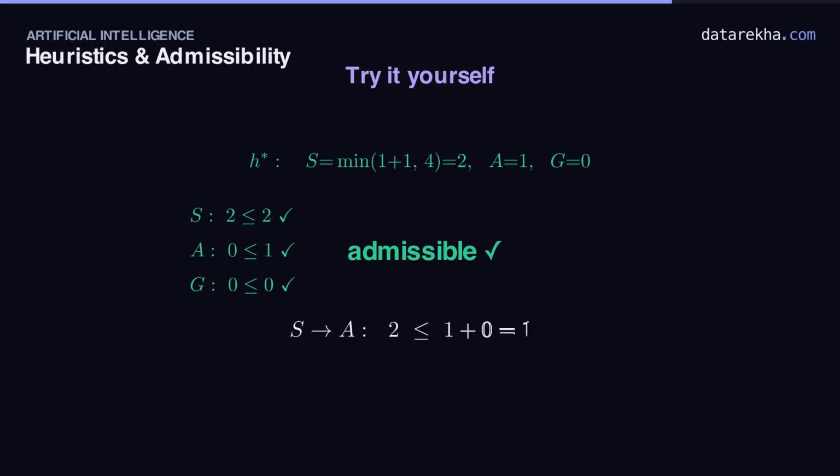But now consistency. Check the very first edge. S to A: h of S, 2, at most the step cost 1 plus h of A, 0. That's 2 at most 1, which is false. The heuristic drops too steeply across that edge. So it is admissible but not consistent. The exact gap we warned about. If you spotted that, you've truly got it.